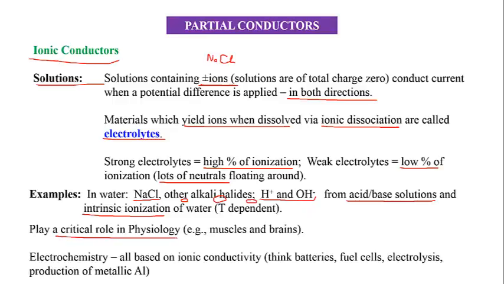The presence of the ions and the conductivity of ions plays a critical role in your body. So for example, the behavior of your muscles and your brain all are dependent upon delivery and removal of ions through membranes. The whole area of electrochemistry is based on ionic conductivity. So for example, batteries, fuel cells, electrolysis where you're separating materials, and for example the production of metallic aluminum is all based on electrochemistry, which is based on ionic conductivity.